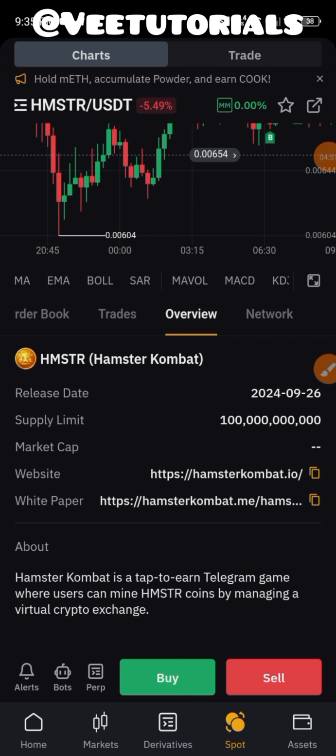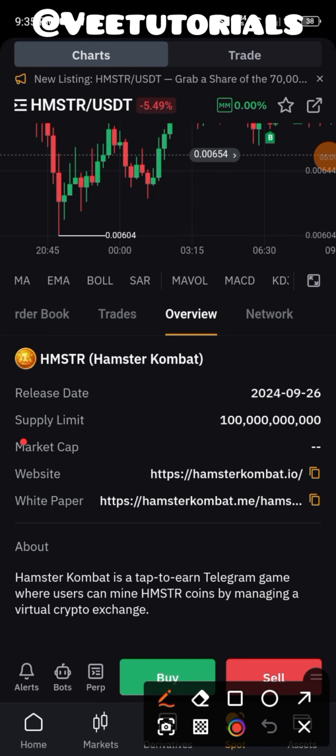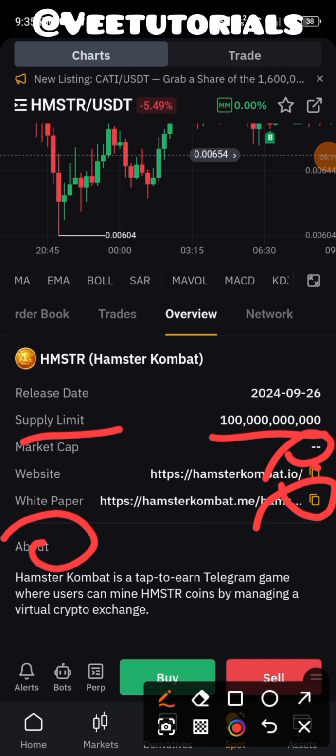Looking at its overview, you're going to see its total market supply, roughly 100 billion, which is very nice. The total market supply is roughly 100 billion. Okay, you can go to each website to make more inquiries. Okay, let's see what it is all about.